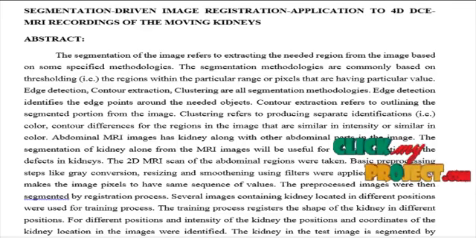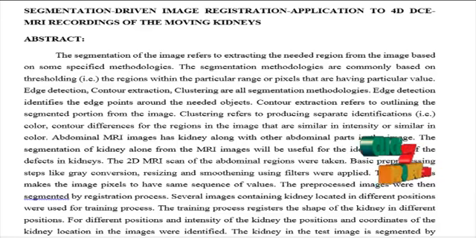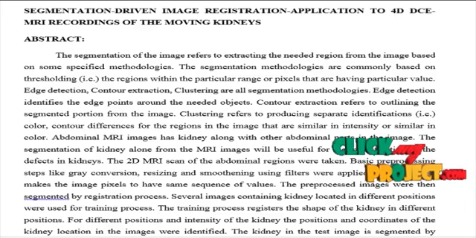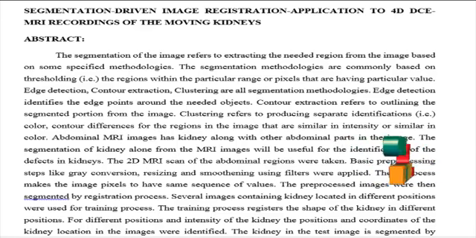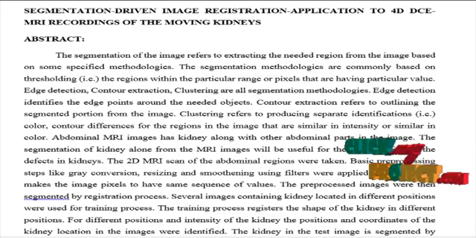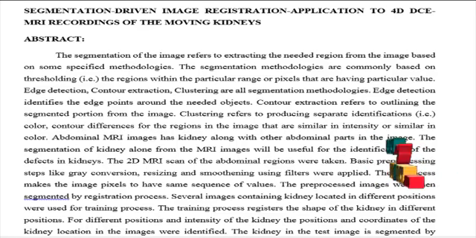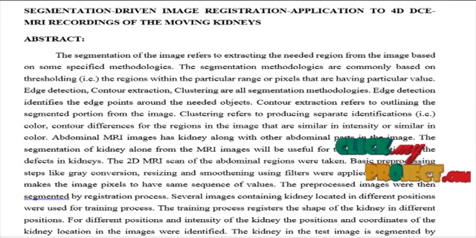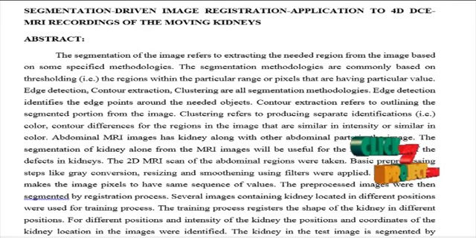The pre-processed images were then segmented by using the registration process. Several images containing kidney locations in different positions were used for the training process. The training process registers the shape of the kidney in different positions. For different positions and intensities of the kidney, the positions and the coordinates of the kidney locations in the images were identified. The kidney in the test image is segmented by comparing the shapes in the images with the registered shapes from the dataset. For matching the kidney, the mean value of the images was employed.